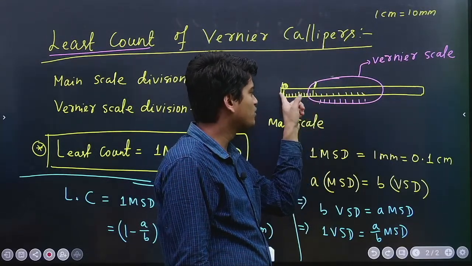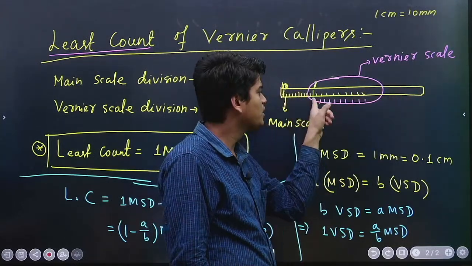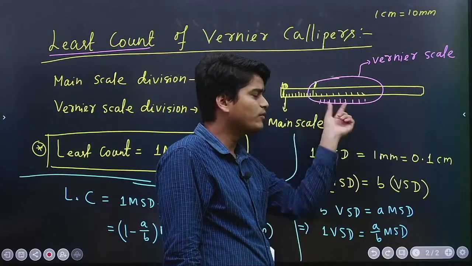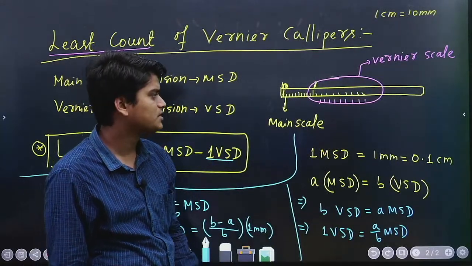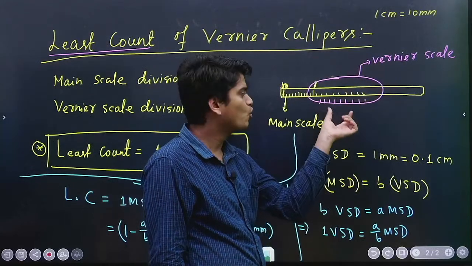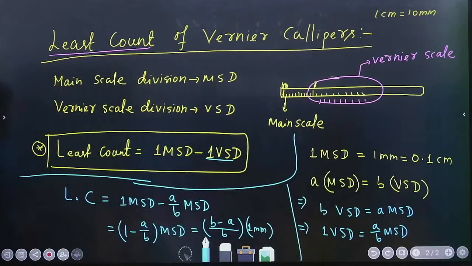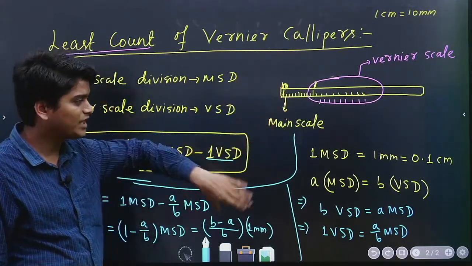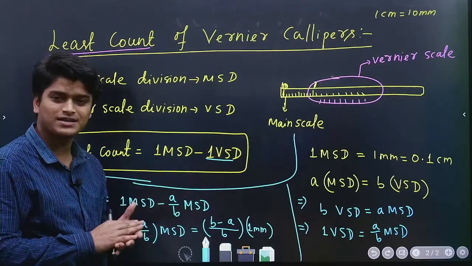And here the vernier scale will have only 10 divisions. That means 10 vernier scale divisions will coincide with 9 main scale divisions. So we will consider that also. This is the normal case, but in the question they will not ask exactly this.